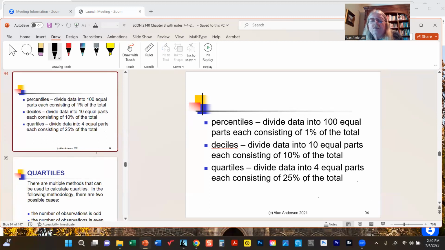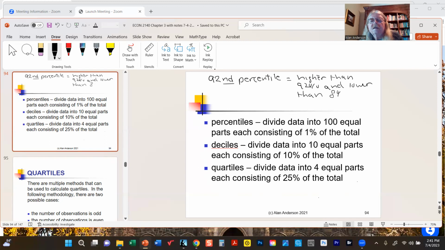This divides the data into 100 equal parts consisting of 1% of the total. So let's just say that you take an exam and you're told that you're in the 92nd percentile compared to the rest of the class. That means you did better or scored higher than 92% and lower than 8% of the data set.